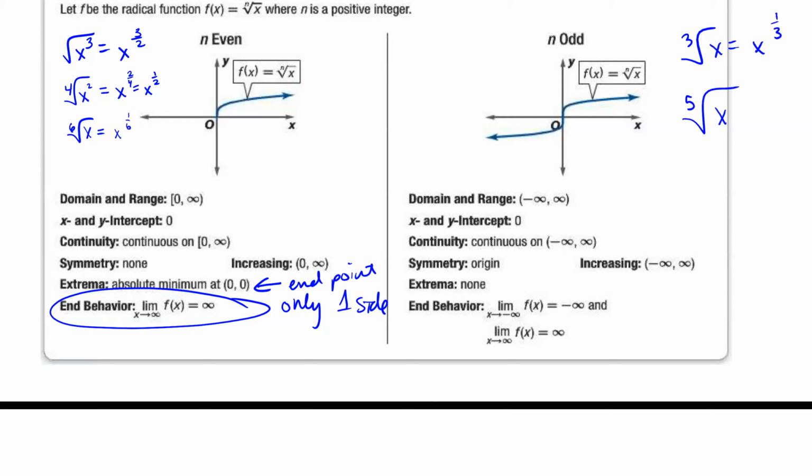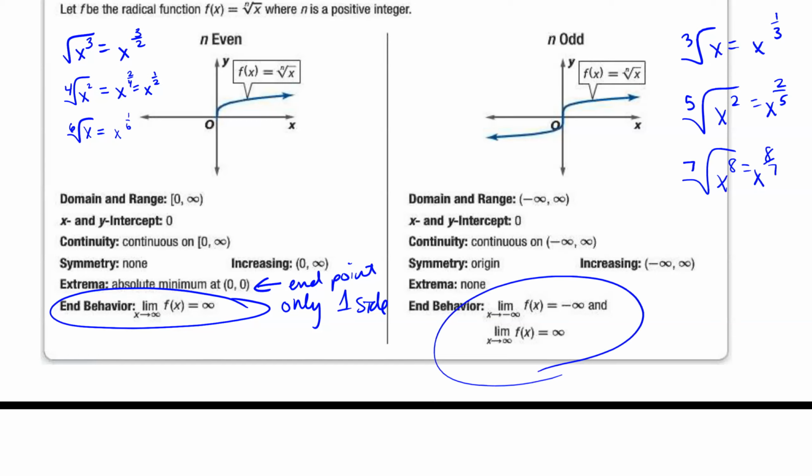Cube root of x is just x to the 1/3. 5th root of x squared is just x to the 2/5. I could have 7th root of x to the 8th. That's just x to the 8/7. And they have both end behaviors.